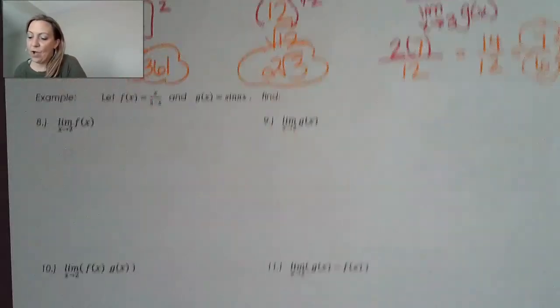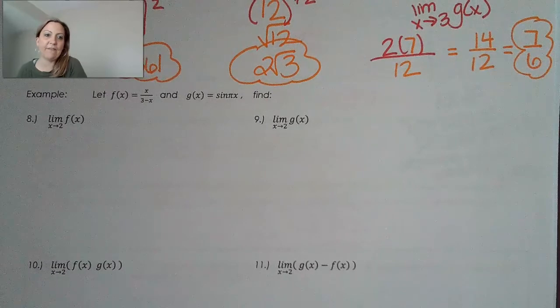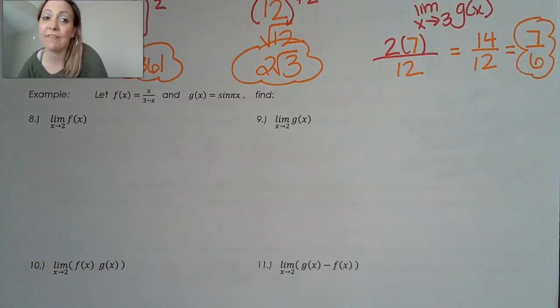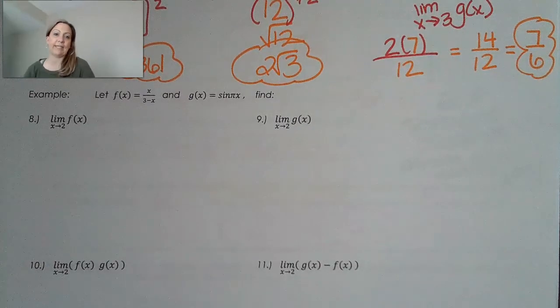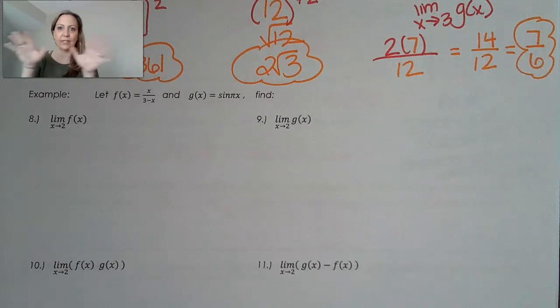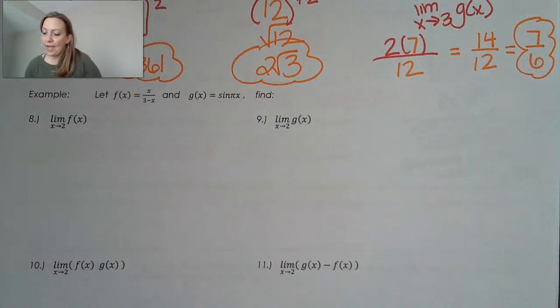Okay. All right, so finally, we're going to define f of x and g of x. We're going to let f of x equal x over 3 minus x and g of x equal sine of pi times x. And we're going to find these limits. Okay. And we'll have luck with these. We're not going to have to do the crazy calculator thing.